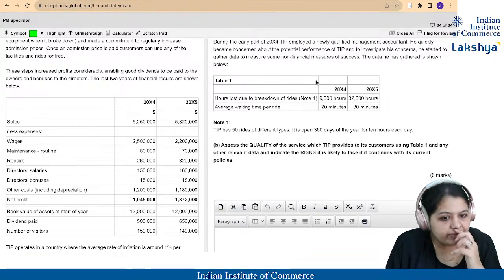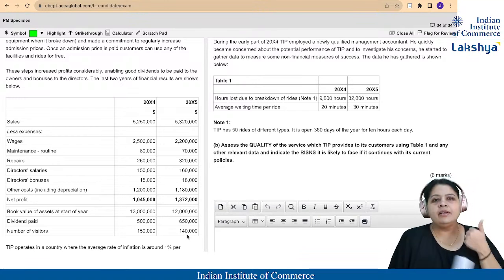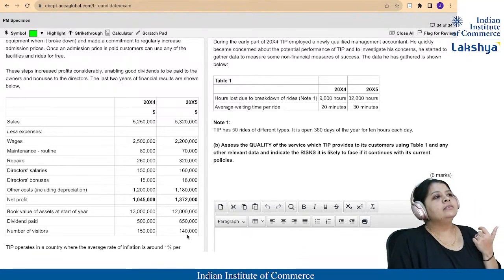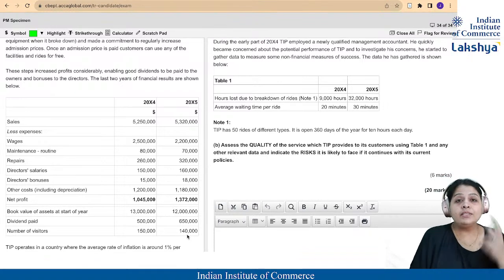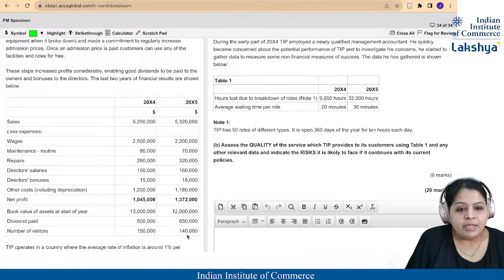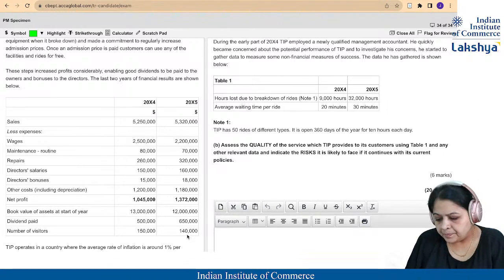Second, definitely visible, the average waiting time has also increased, which might have reduced the number of visitors, right? If the rides are not working, if the maintenance is not done properly, and the queue time is high, plus the admission price is also high, that means there would be fewer people who would like to come here, right? Safety and risk is also something which needs to be talked about. The lack of routine maintenance could easily lead to an accident or injury to a customer.